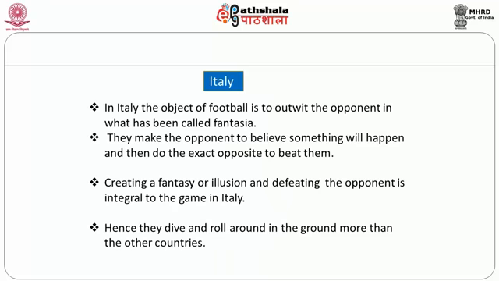Italy. What is the style and technique followed by Italy, we will see now. In Italy, the object of football is to outwit the opponent in what has been called fantasia. Fantasia means the opponent cannot expect what they are going to do. They will be allowed to imagine something and the Italian players try to do something else, so that the opponents are outwitted. They make the opponent believe something will happen and then do exactly the opposite to beat the defenders. Creating a fantasy or illusion and defeating the opponent is integral to the game in Italy.